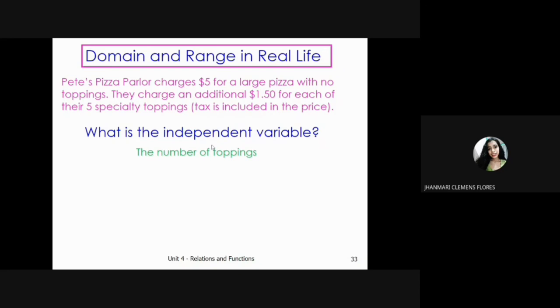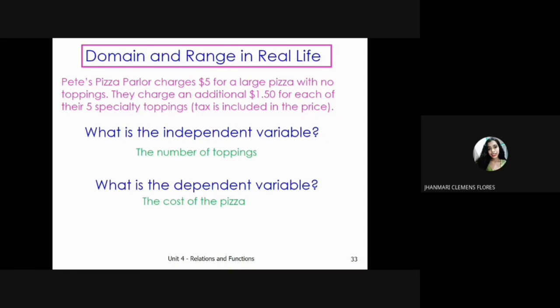Why is it the independent variable? To make a pizza, the pizza is already $5. And of course, in business strategy, that's very cheap. That's a large pizza and you can only get it for $5. But there's no toppings on it. Of course, in Tagalog terms, we can say that babawi sila sa number of toppings. Dun sila kikita. And that's how they're able to.